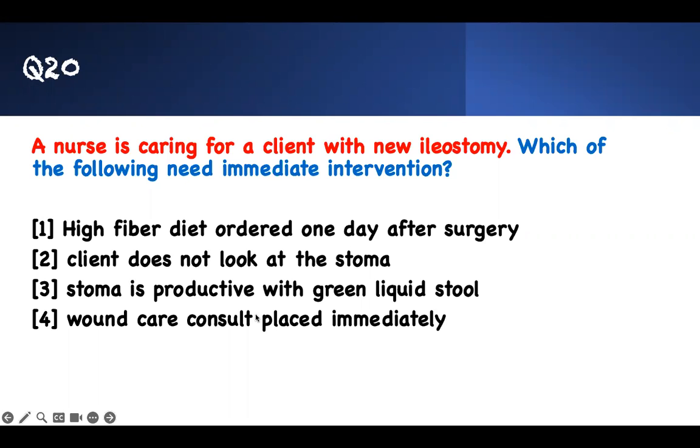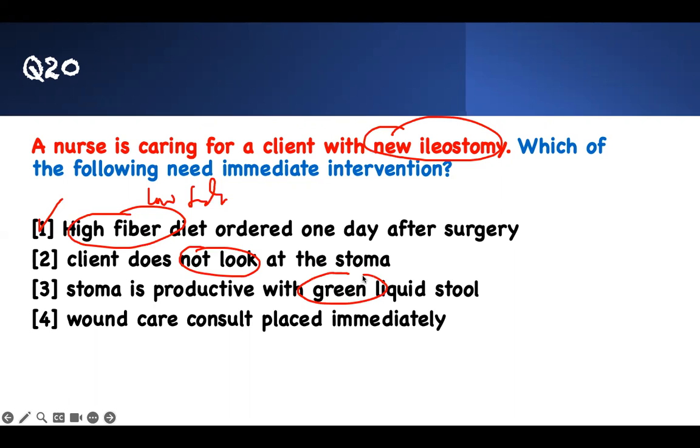And then last question, maybe. Which of the following needs immediate intervention? A nurse is caring for a client with a new ileostomy. What do you think? A new ileostomy should not eat a high fiber diet, usually a low fiber diet, right? So that one needs intervention. Client does not look at the stoma. Yeah, it will take some time to adjust. Stoma is productive with green liquid stool. That's what is supposed to come out from it. Wound care consult placed immediately so that it can start involving the patient in teaching. So that's not bad. So the first one, high fiber diet, is the answer.